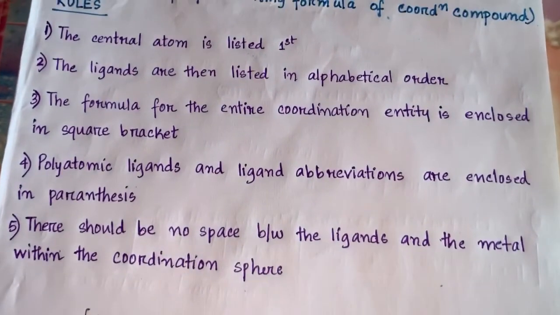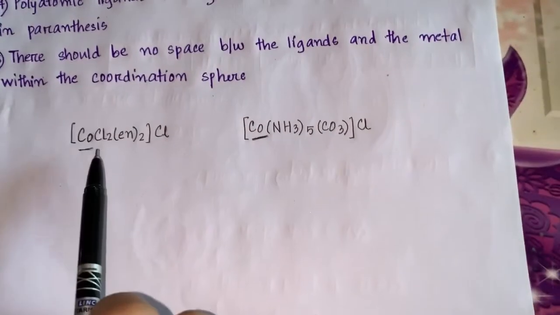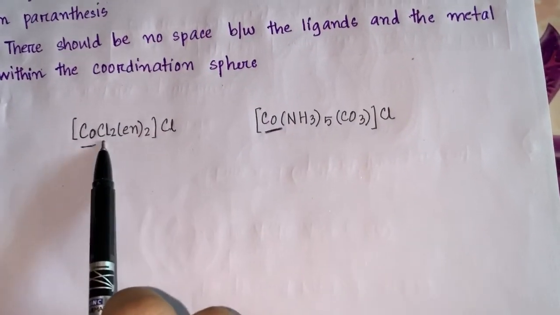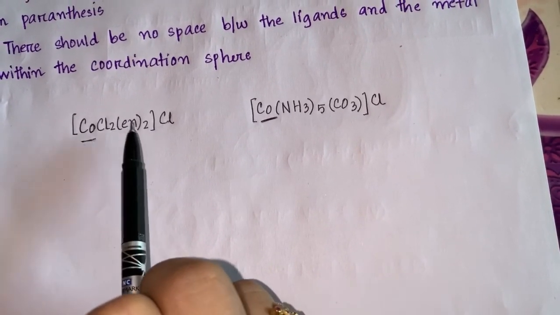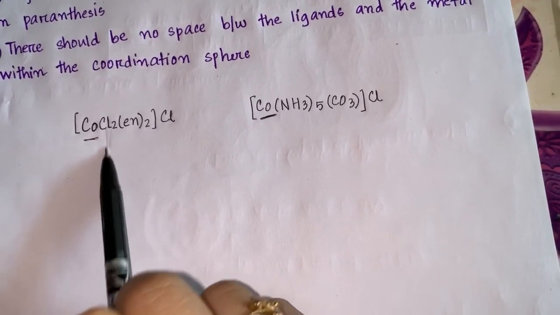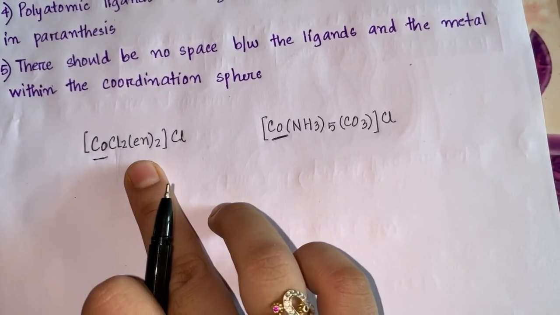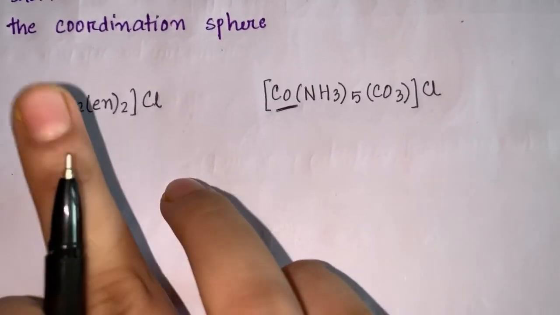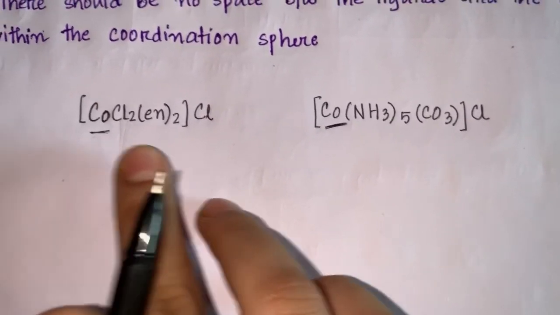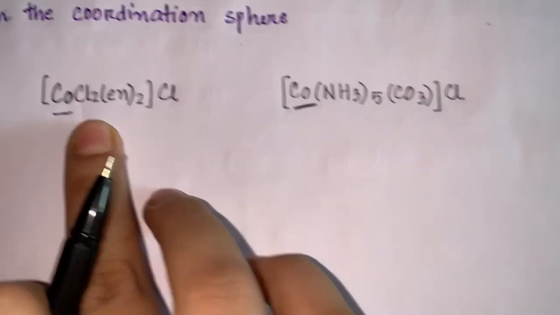Next, we saw the ligands are then listed in alphabetical order. Here we are having chloride, then we are having ethane-1,2-diamine. Chloride starts with C, and the next one starts with E. So we can see clearly that it is following the alphabetical order, and this is how the ligands have been arranged in this first coordination entity.